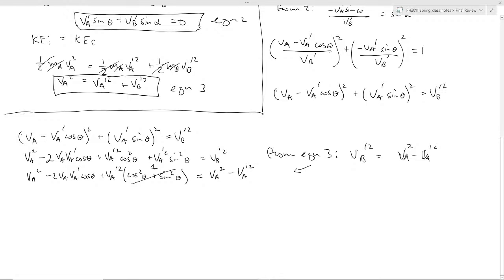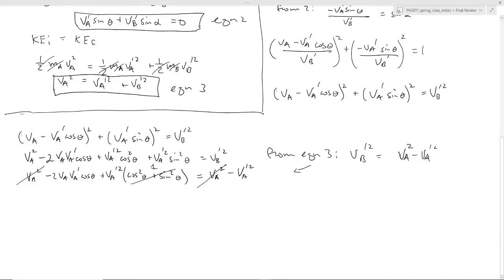So now we have something that only has VA prime in it, and everything else we know. So we can solve for VA prime and then put back in for VB prime. That's the idea anyway. Notice some stuff is going to cancel. There's a factor of VA squared on both sides that we can cancel out. And then let's rewrite this and see what we have here.